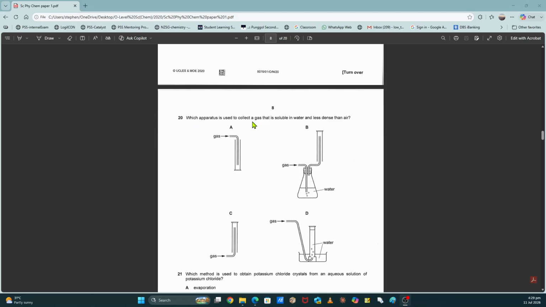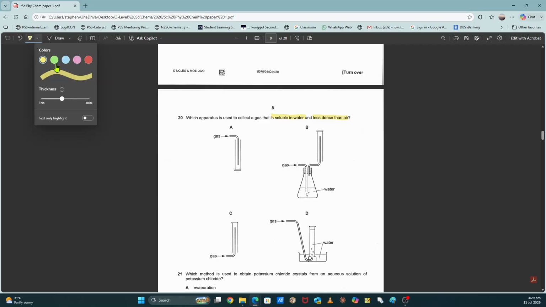Which apparatus is used to collect a gas that is soluble in water? So let me highlight a bit. If it's soluble in water, can you please highlight yourself, soluble in water and less dense than air. So what are the inferences you can get from such a statement? Pause for a while every time so that you can get the answer.